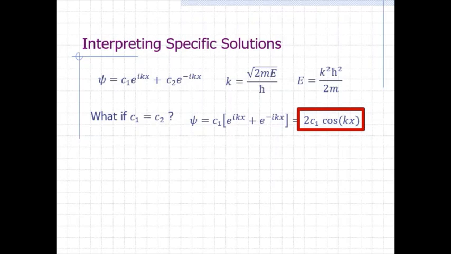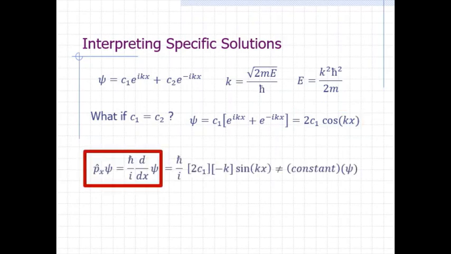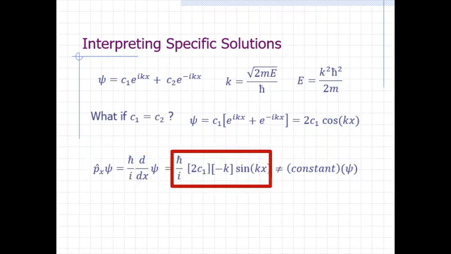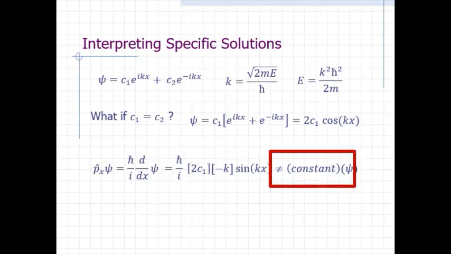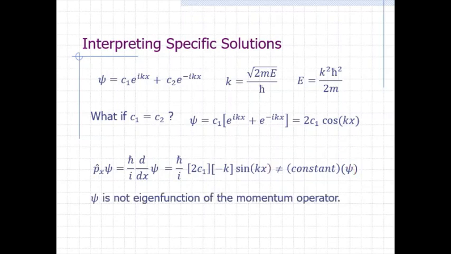What happens if we apply the momentum operator on psi? We take the derivative of psi with respect to x, then multiply by h bar over i. We get h bar over i times 2 times C1 times negative k times sine of kx. We can see that we do not get back psi times a constant. So in this case, psi is not an eigenfunction of the momentum operator. The momentum of the particle is not well defined.